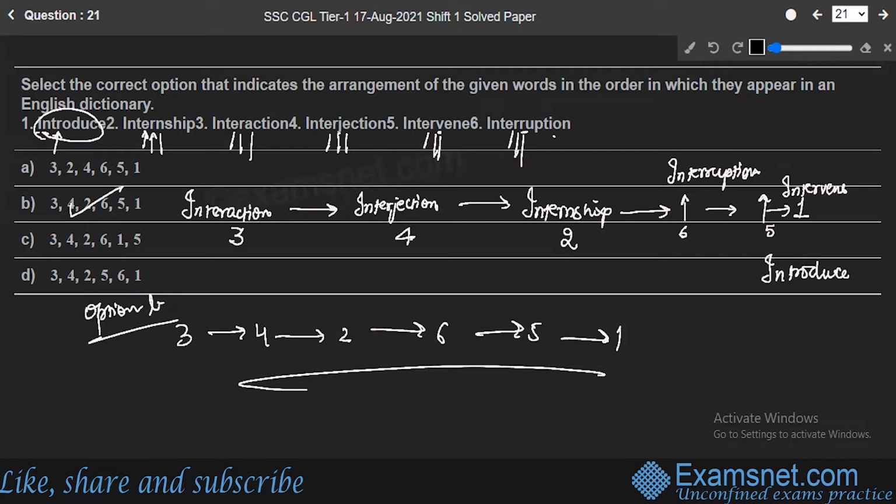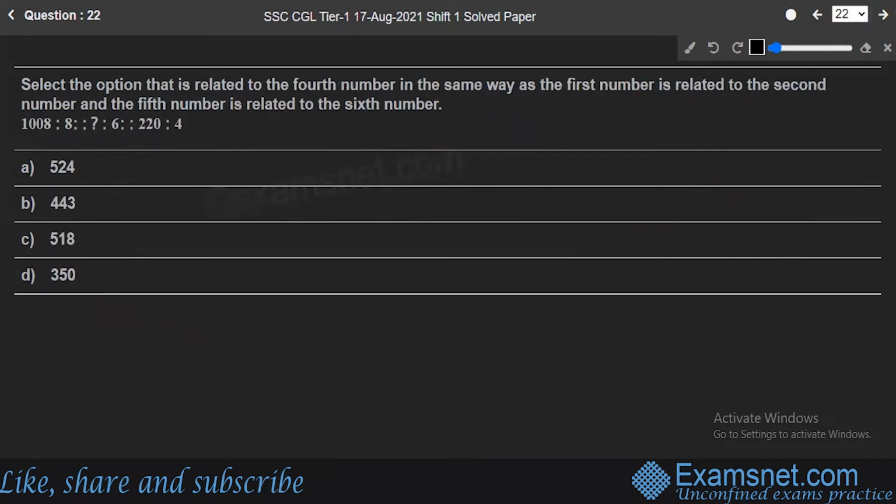This is the correct answer to the question. Hope you are clear with this. Then let's move to the next question, number 22.